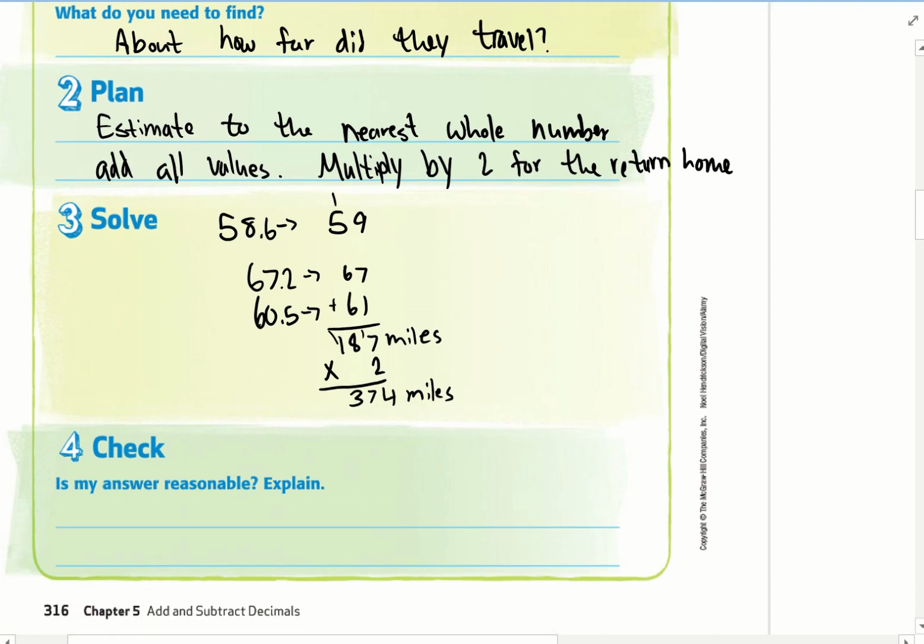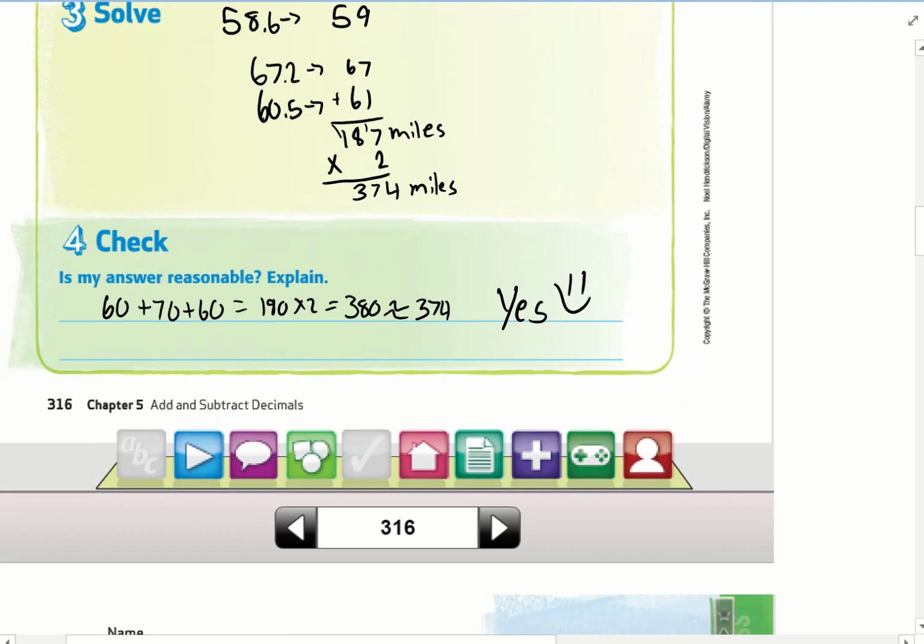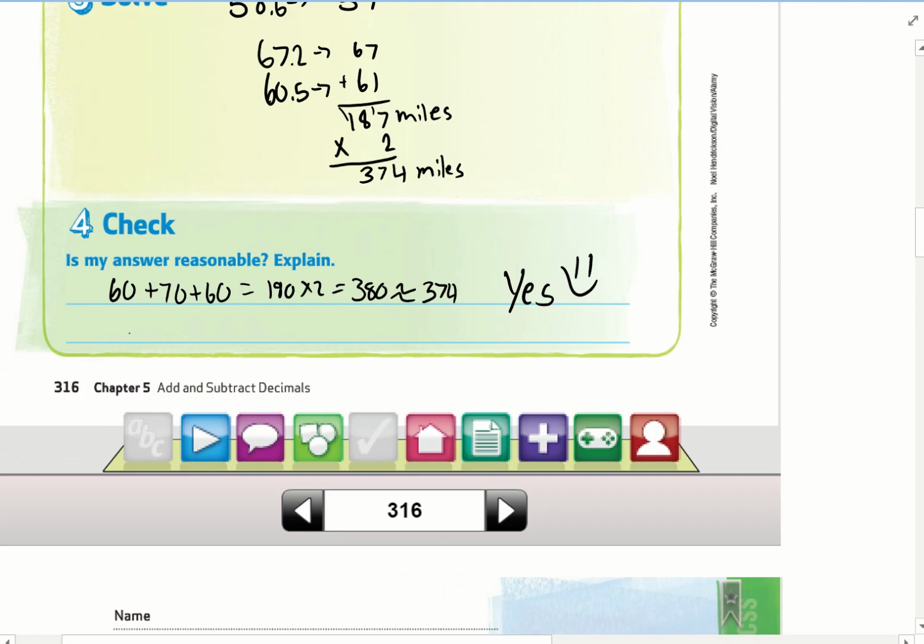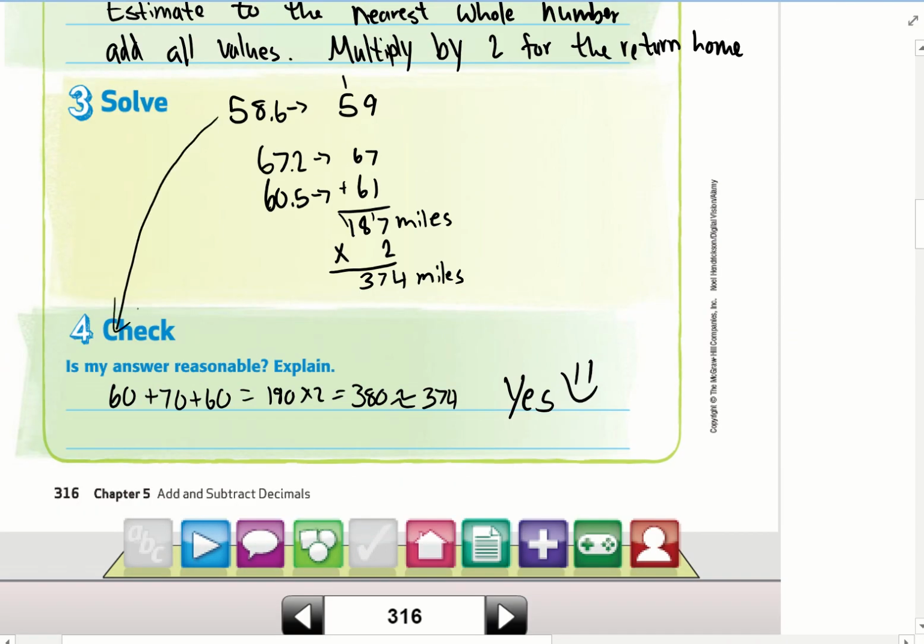Is my answer reasonable? Explain. So I can just estimate to my tens. So 60 plus 70 plus 60. That's going to be 190, times 2 equals 380. Is 380 close to 374? Yes. So I got these numbers from here. I just estimated to my tens rather than to my nearest whole number.